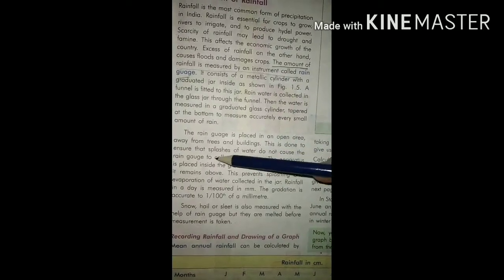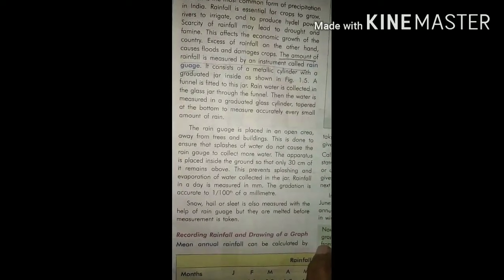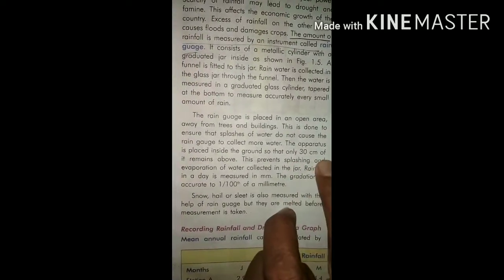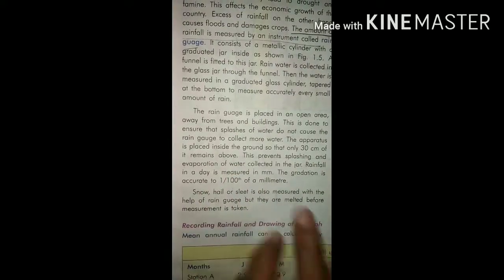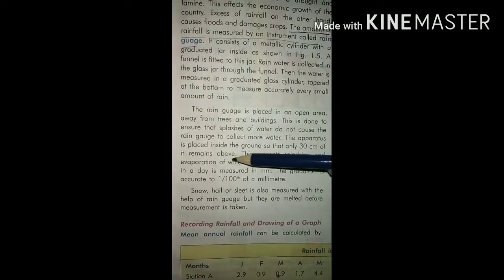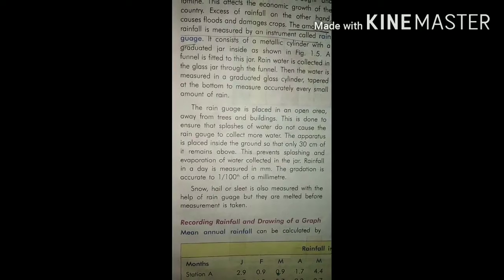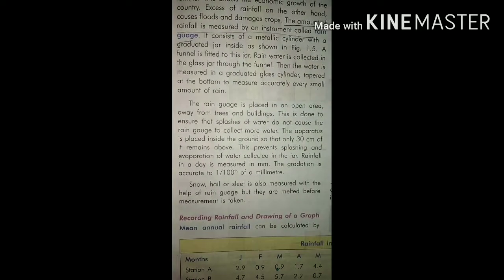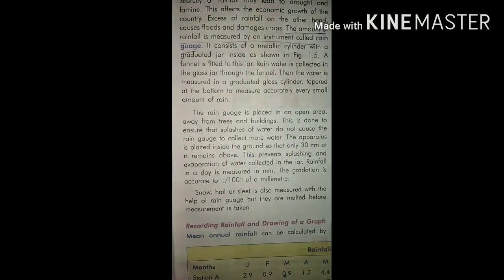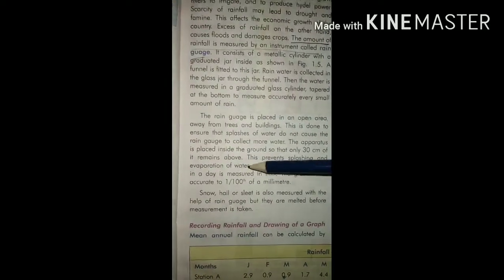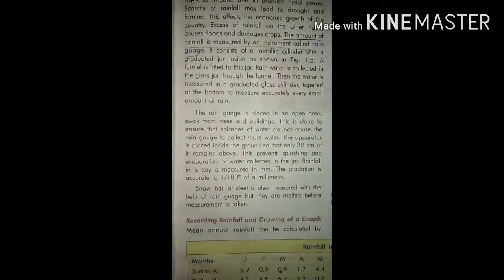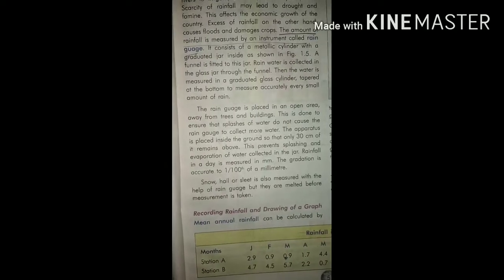The apparatus is placed inside the ground. This rain gauge we placed inside the ground, and only 30 centimeters remains above. This prevents splashing and evaporation of water. So whatever we are collecting, we will get the accurate amount of rainfall. Rainfall in a day is measured in millimeters, and annually we measure in centimeters. So the rain gauge is an instrument we use to measure rainfall.